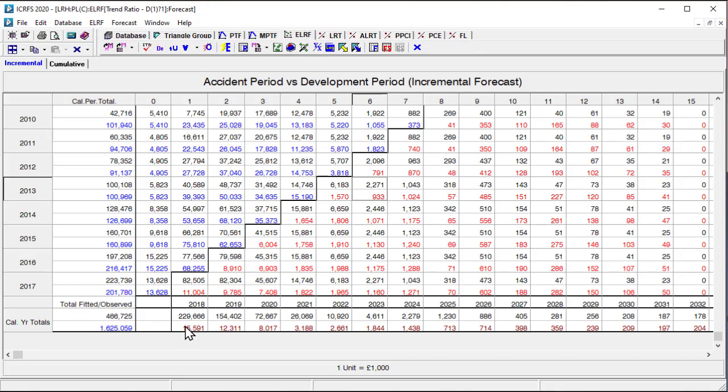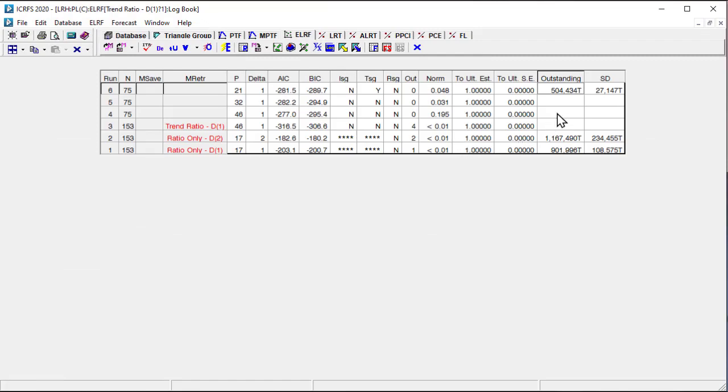And if we look at the liability stream, a projection of 230 million or so is much closer to what we would expect with the payments made in 2016 and 2017, again, when you exclude the early periods. If we look at the logbook now, you can see that our new model, where our total mean reserve is now 500 million. This is substantially less than the previous estimates using the ratio-only models of 1.17 billion or 900 million.